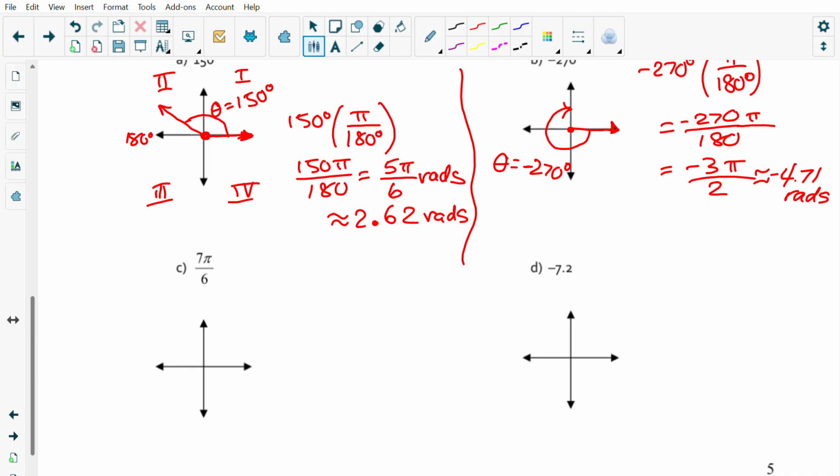I like to think about quadrantal angles, so I'll just do this in full. If I start here, 0 radians, then pi over 2, right? We know that's pi over 2.